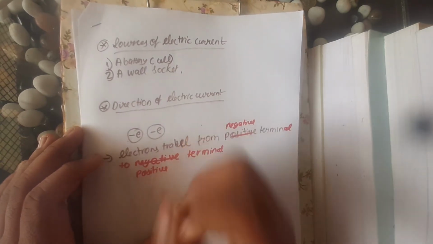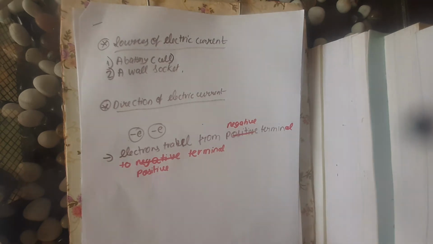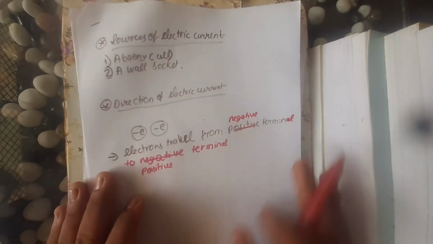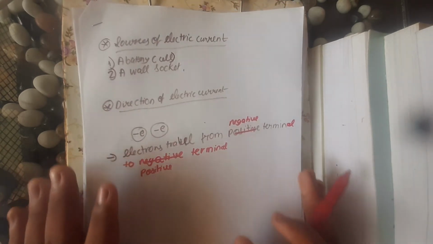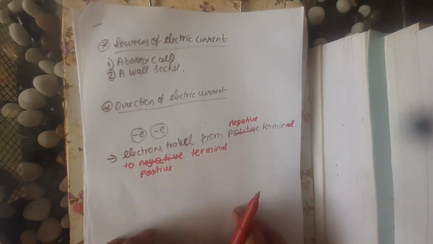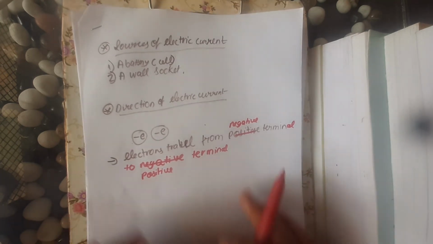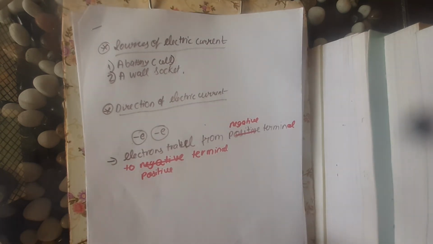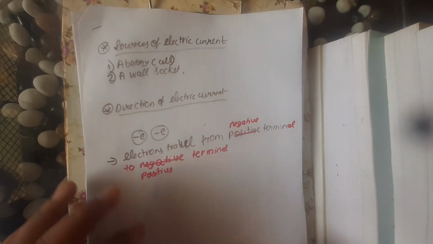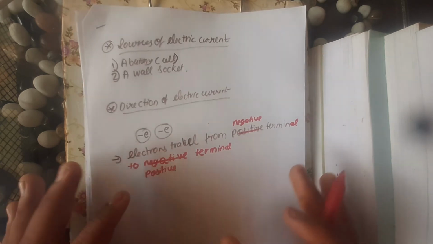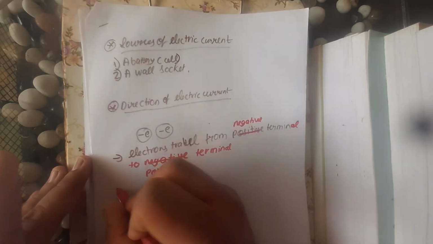So as you can see, even after completing my 10th, after 2 years, I can also make mistakes. You have to remember that electrons travel from negative terminal to positive terminal. And not only this, you have to remember each and every fact that is there in this chapter. So electrons travel from negative terminal to positive terminal.